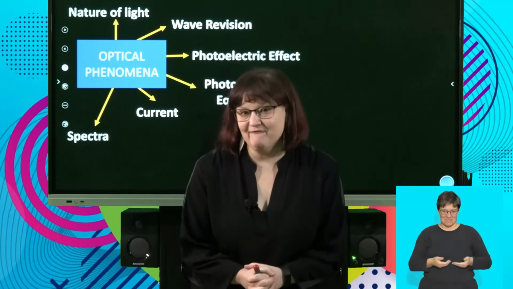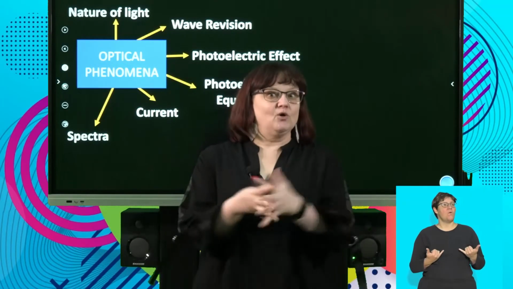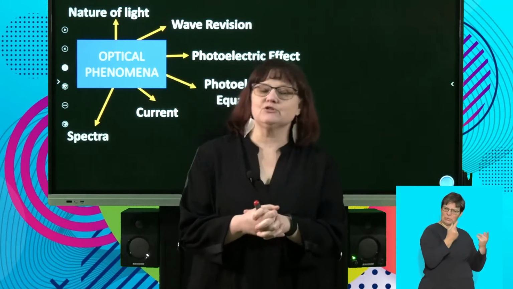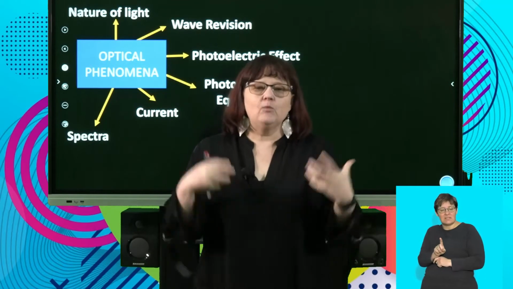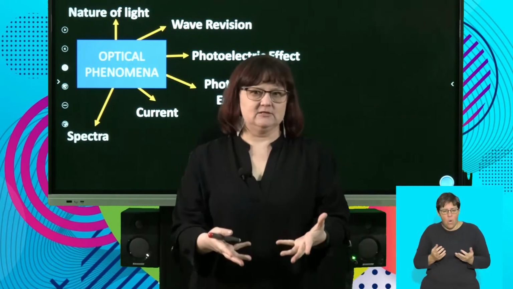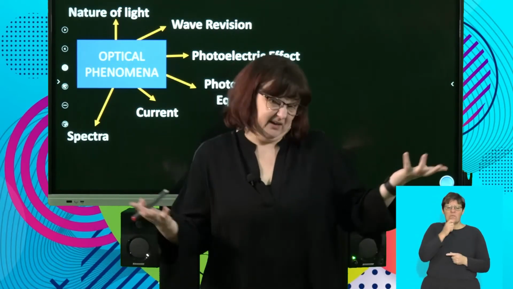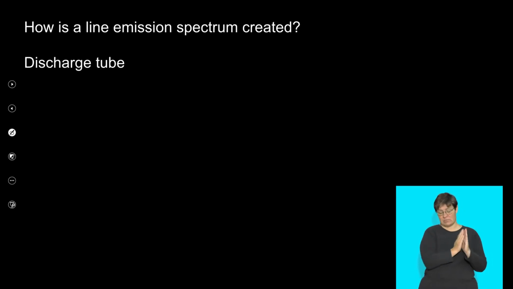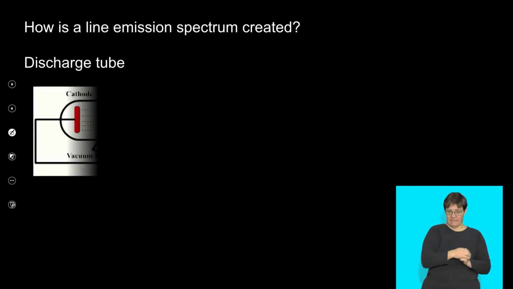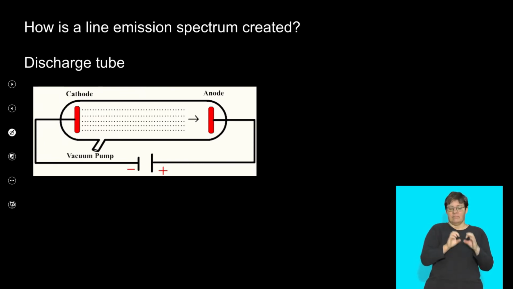Welcome back, everyone. We introduced the whole concept of spectra just now. So now we need to talk about how we practically get the spectra and what we use it for, basically. So let's discuss in a little bit more detail emission spectra. Now, the way we create an emission spectra is we need a hot gas. To get a hot gas, we need a discharge tube.